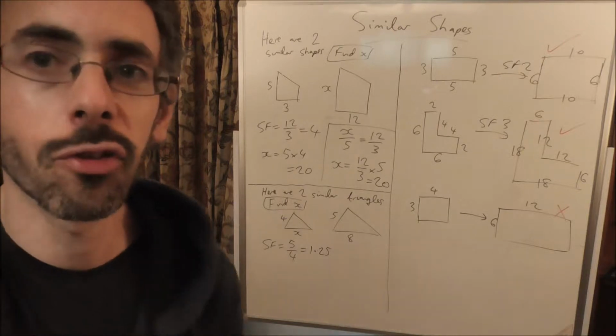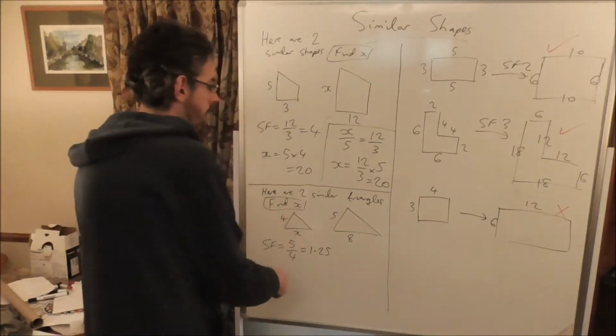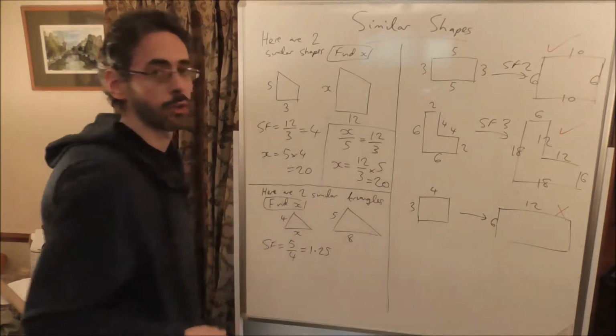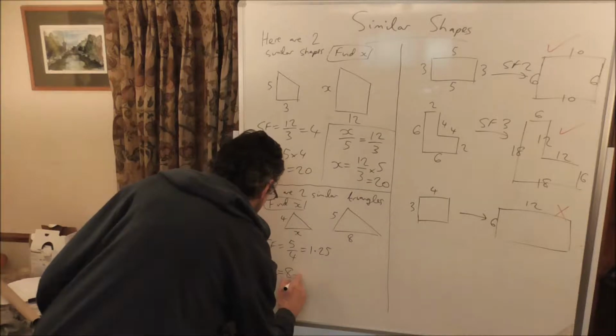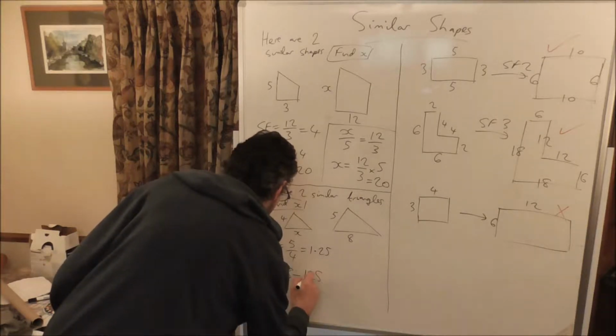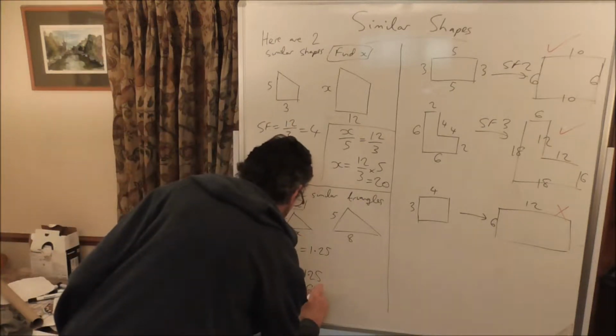Now, how are we going to find x? Well, to go from the big triangle to the small triangle, we need to do 8 divided by the scale factor this time. So x is going to be 8 divided by 1.25, which, if you do that on the calculator, you get 6.4.